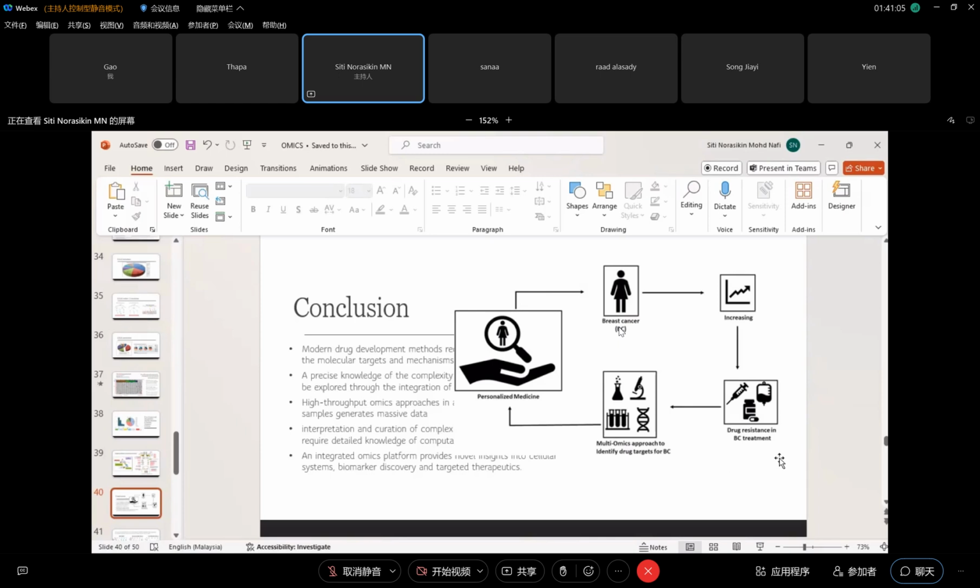And of course, in order to cater to this problem, these challenges, we apply this multi-omic approach, because we need to identify the perfect drug targets for that particular cancer. And this is considered personalized medicine because of why? Because we design that particular treatment based on the profiling data that we have from the patient itself. Okay, so that will conclude our lecture today.